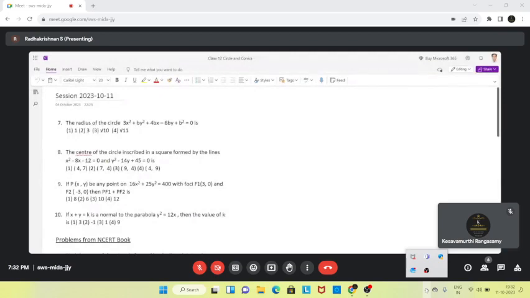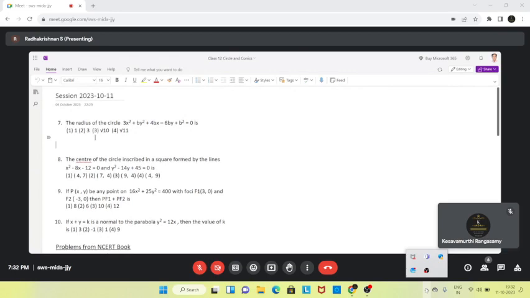So this problem: the radius of the circle 3x square plus b y square plus 4bx minus 6by plus b square equal to 0. How can we find it? What is the property of a circle?